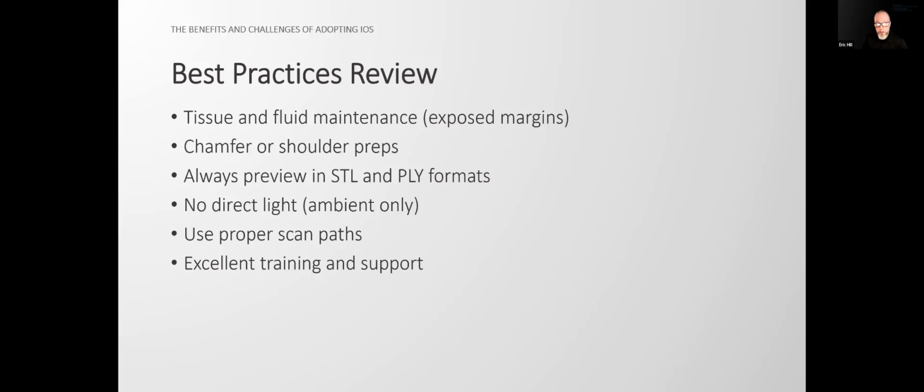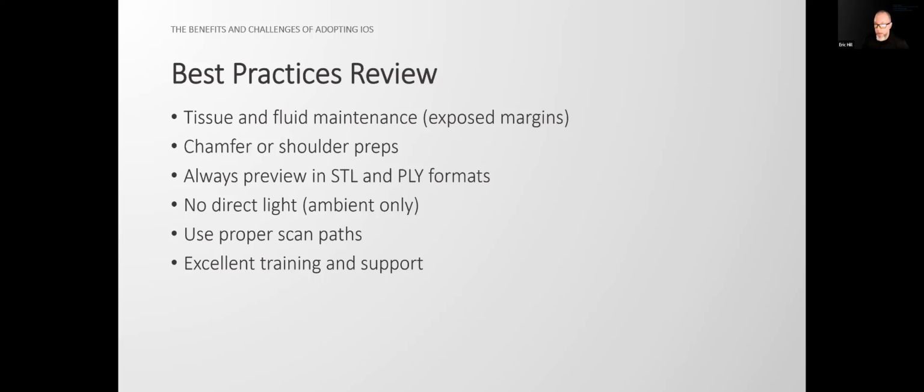Chamfer or shoulder preps, of course, are absolutely key as well, especially in the digital age where labs are making sure that they're doing these things digitally. If they are completing these things digitally and you don't have chamfer or shoulder preps, keep in mind they cannot remove tissue or guesstimate in most cases where that margin is, like you can with traditional impressions.